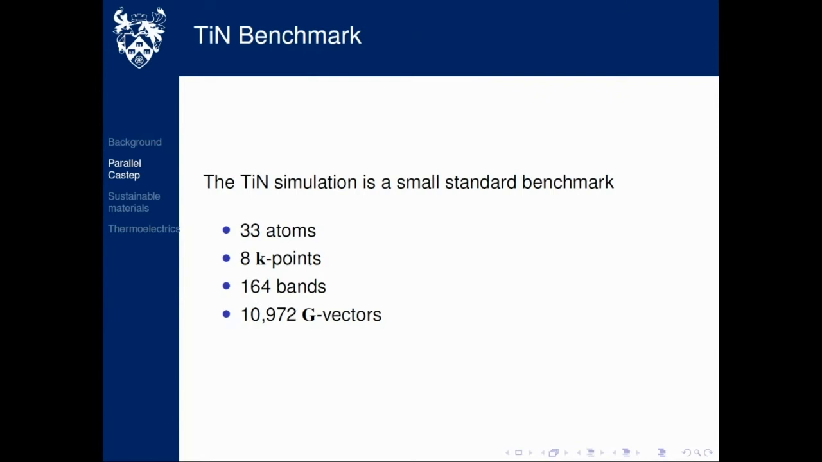So first of all, a really small system. It's 33 atoms, 8 K points, 164 bands, and about 11,000 plane waves, G vectors. It's actually a titanium nitride surface, looking at where hydrogen likes to go onto the titanium nitride surface. It was an interesting scientific investigation about 20 years ago. It now looks extremely small.